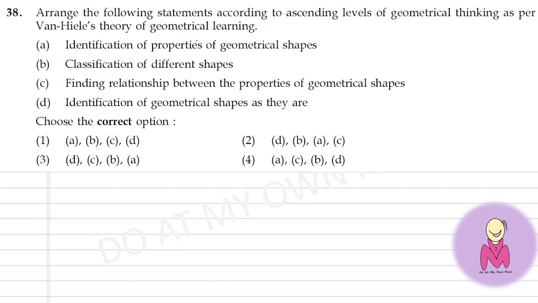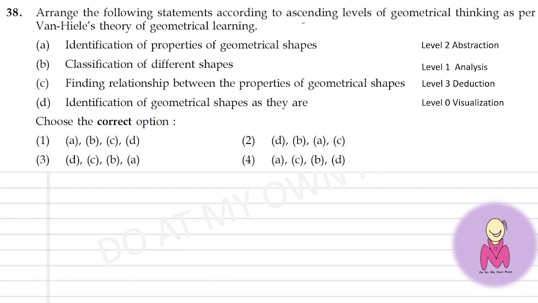So what does the first option say? Identification of properties of geometrical shapes. So they identified square and rectangle are quadrilaterals. Both are quadrilaterals. So this is our abstraction. Then classification of different shapes. They classified square and rectangle based on the properties. Analysis. Finding relationship between the properties of the geometrical shapes. Deduction, that is proof, angles and property. Then identification of geometrical shapes. This is our 0 level.